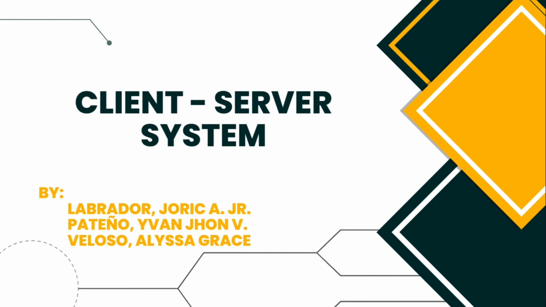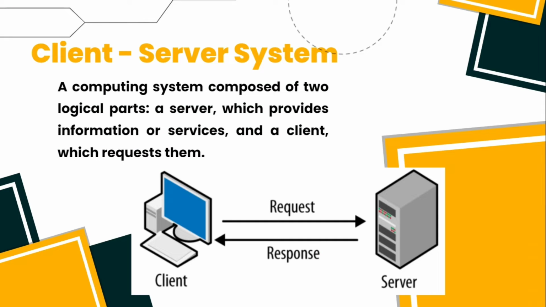And now we will be presenting to you our client-server system. A client-server system is a computing system composed of two logical parts: a server, which provides the information or services, and the client, which requests them. Now I will be presenting our client-server system that focuses on sockets using the Java Application Program Interface, in which the client will send the information or message to the server, and the server will respond to the client. So step back, relax, and enjoy.